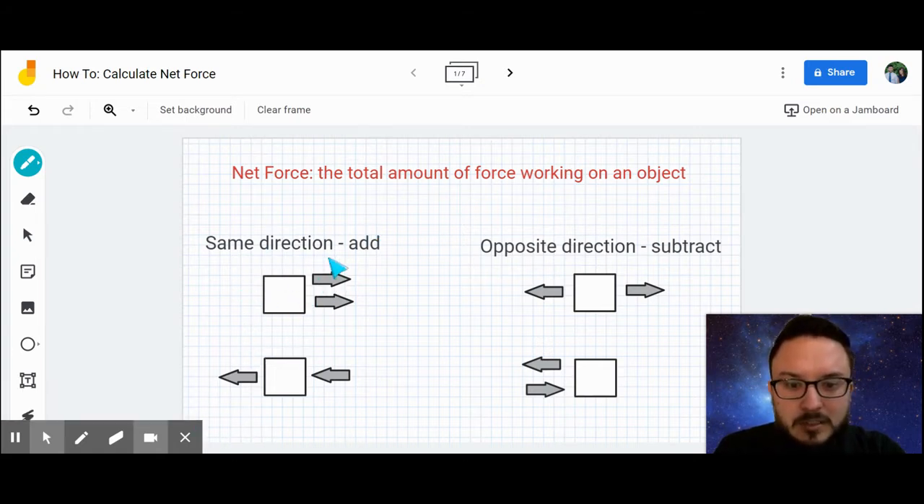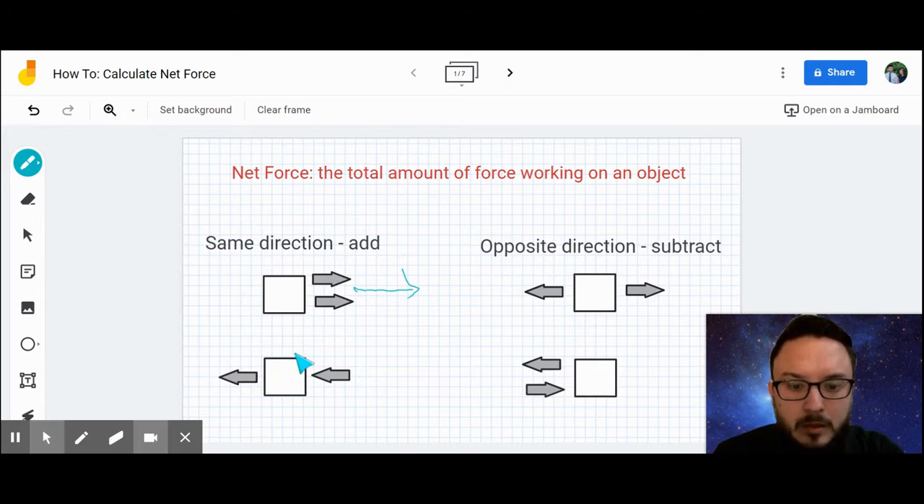If we look at this first picture, we have a box, and there are two forces, and they're both pointing towards the right side of my screen. We could imagine that this is like a big, heavy box, and two people are trying to pull it. So their forces are working together, and we'll add that up, and it'll basically be like one big force moving towards the right. And that's going to be our net force.